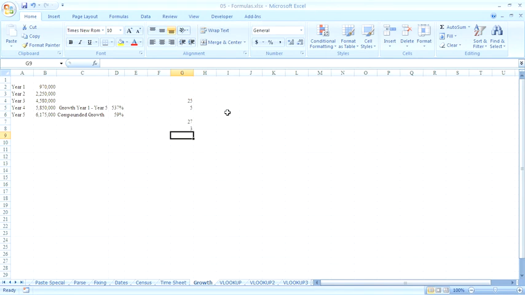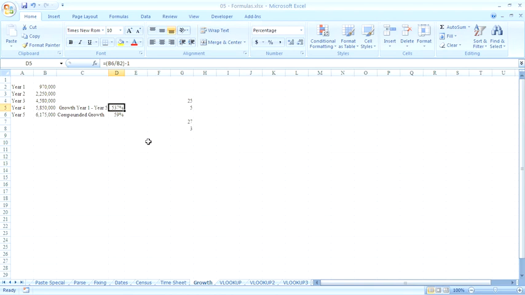Well, the total growth rate, the formula here in D5, is simple enough. We take the last year divided by the first year and subtract 1 to see that we've grown 537% over the 4 years. But that's a completely different calculation than the compounded growth rate. Compounded growth rate requires you to take a root.